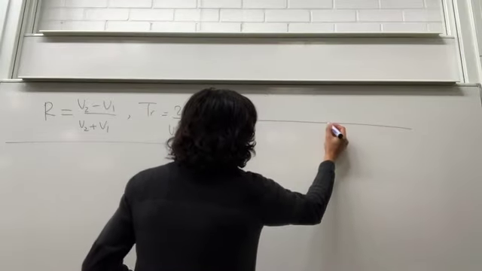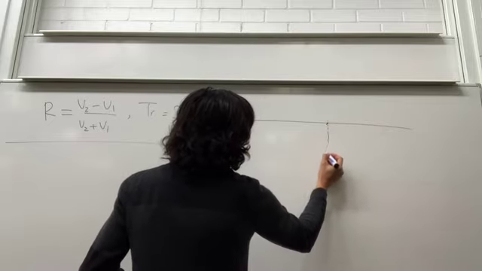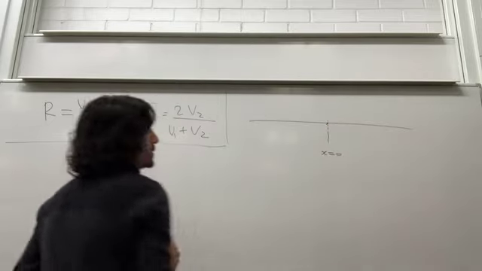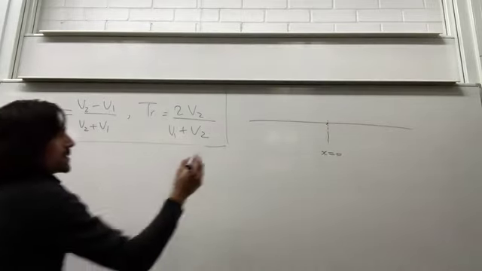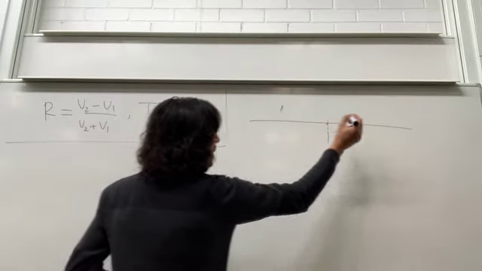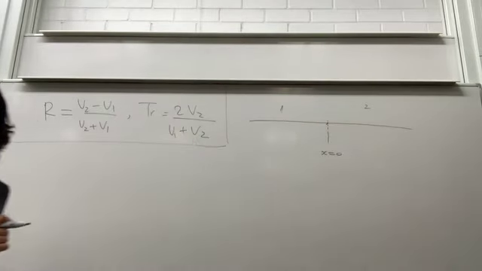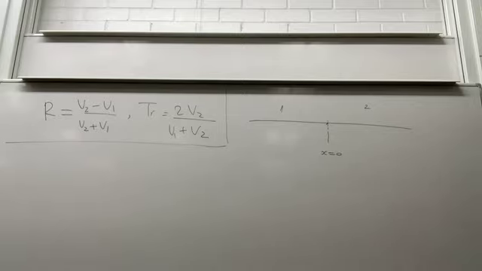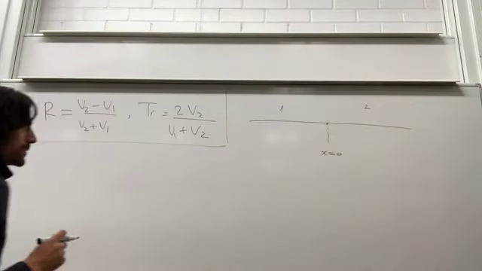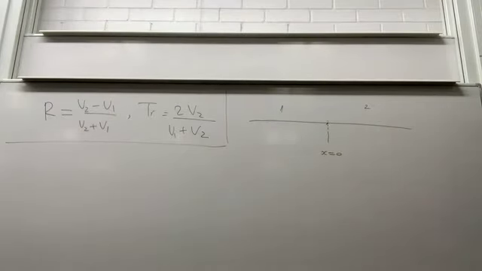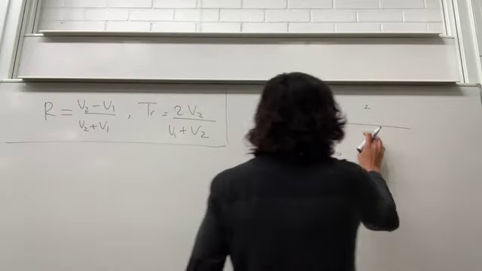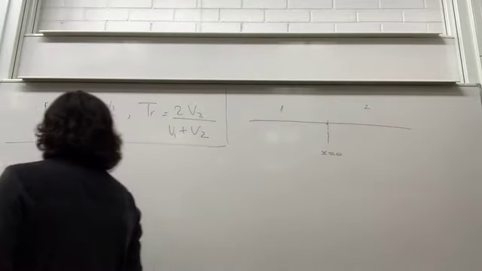This is our string, this is the point x equals 0. So this is the part 1 and part 2. And now let's start asking a few questions. What happens if the mass here is infinitely large?